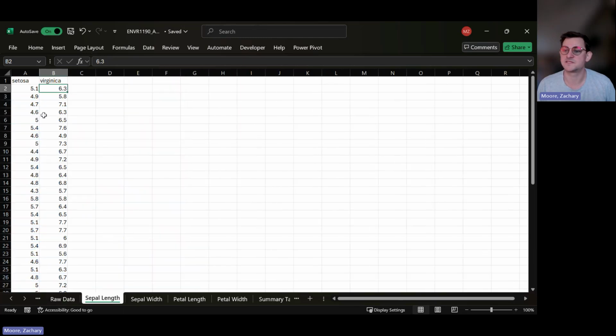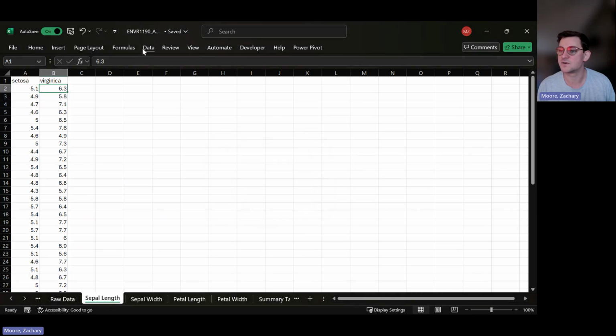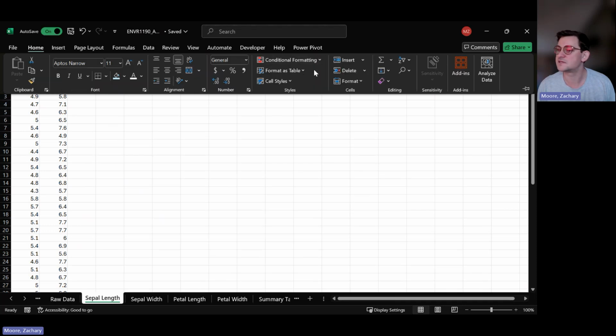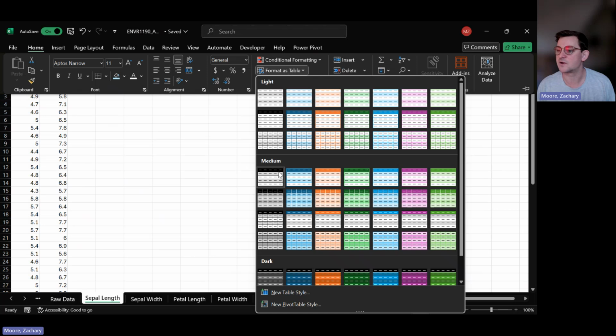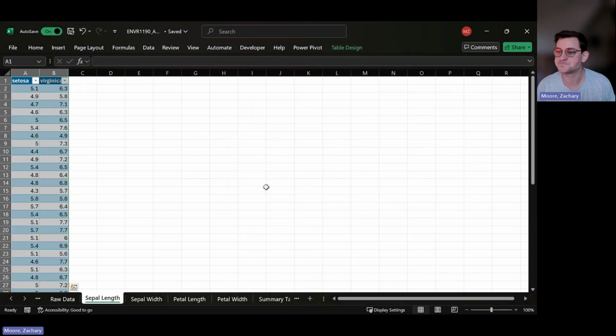we go to sepal length, and you can see that we have these two data sets. So the first thing that we're going to do is format it as a table. So we press Control L, and you can see that, because I'm on this one, it recognizes that, and we can create a table there. If you are a Mac user, remember we figured this out, but what you have to do is go to here, and I believe it is Format as Table. And you can pick one of these lovely colors, and it will format it that way. And you can do the same thing.